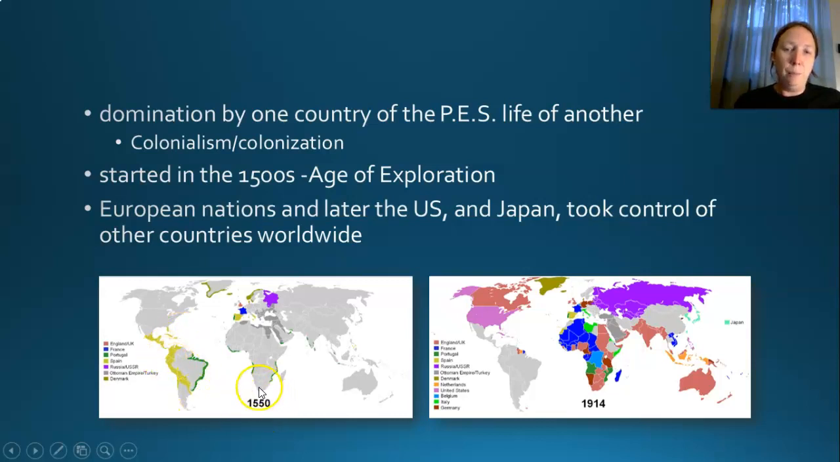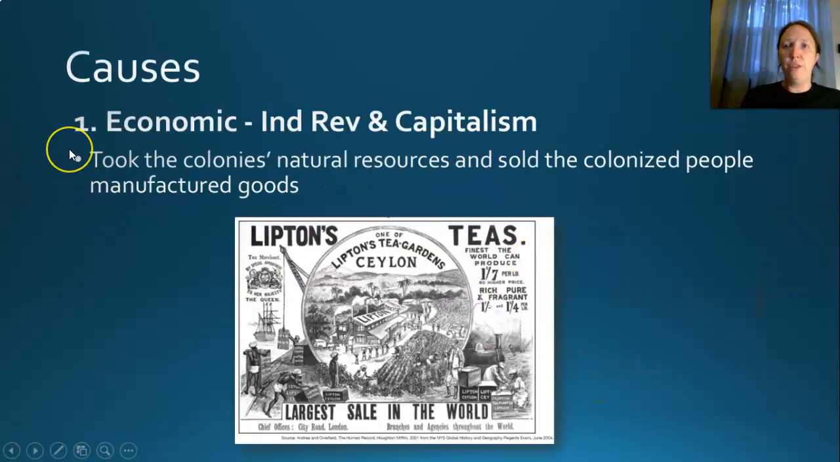But you can see about 400 years later, it looks a little bit different. At this point, new imperialism is when European nations and later the US and Japan took control of other countries worldwide. Okay, and as you can see, almost the entire world ends up under the control of either Europe, the US, or Japan. So why did this happen? Let's get into it. First of all, the causes.